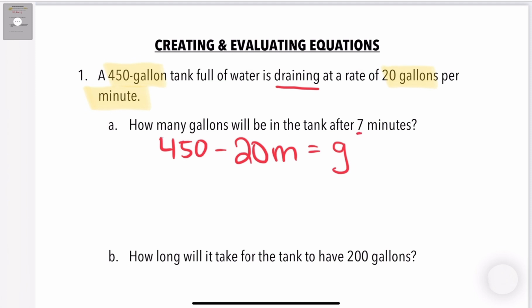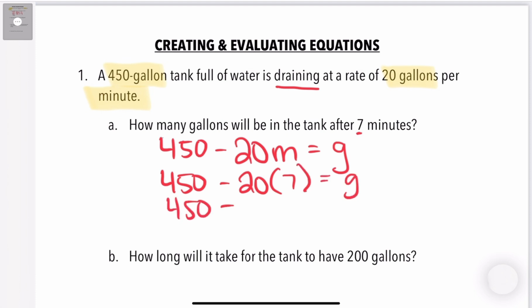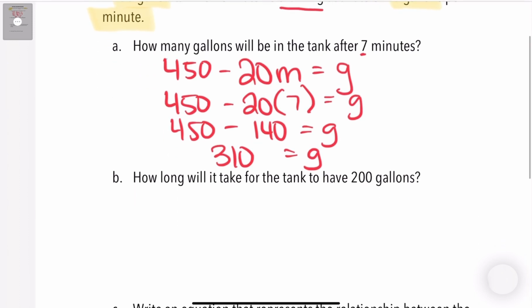The problem states that we're trying to figure out how much will be in the tank after 7 minutes. So we're going to input 7 for M. And M again represents minutes. So we got 450 minus 20. Instead of writing M, we're going to put 7 in its place, and that equals gallons. Again, 450, 20 times 7 is 140. That equals G. 450 minus 140 is 310, and that is how many gallons of water will be left in the tank after 7 minutes.